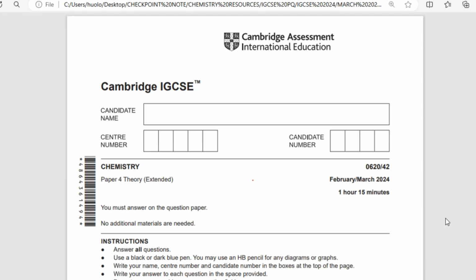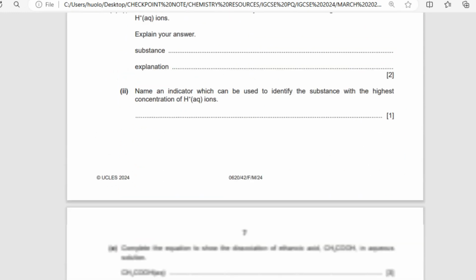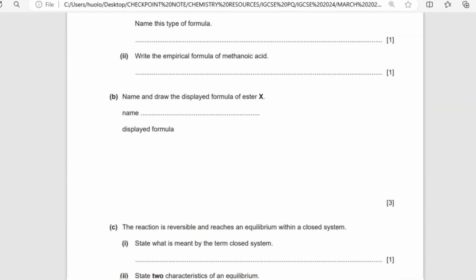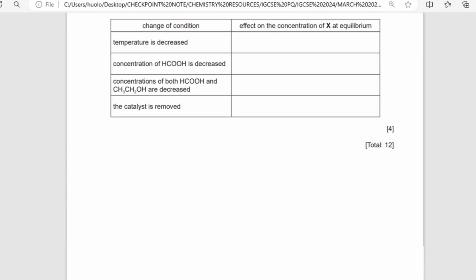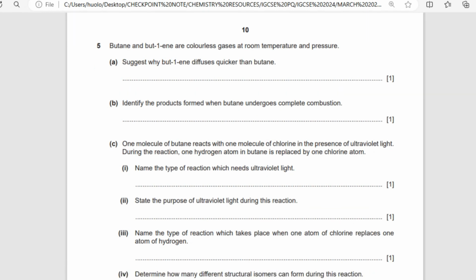Okay, guys, let's complete the paper for today. In our last session, we looked at paper 4, February, March 2024. So today we conclude with the last question. Last session, we actually treated question 4. So today we move straight to the last question we have on this paper, and that is question 5. So we make a start.